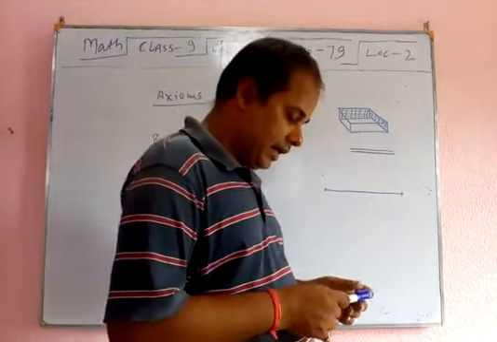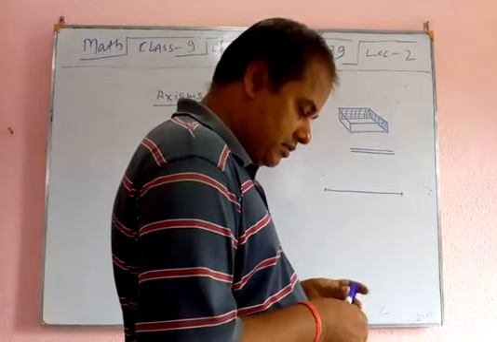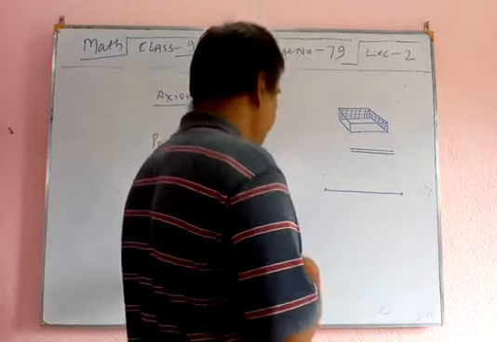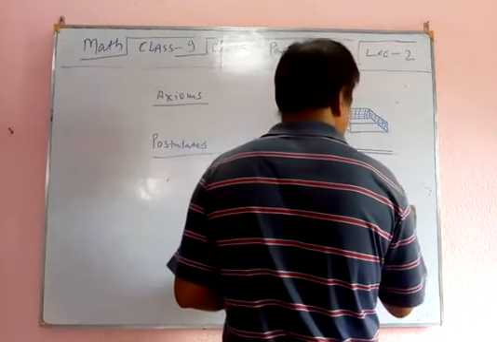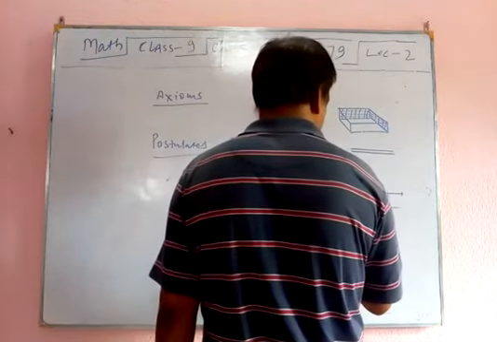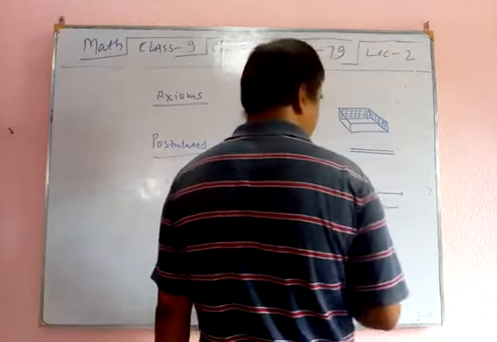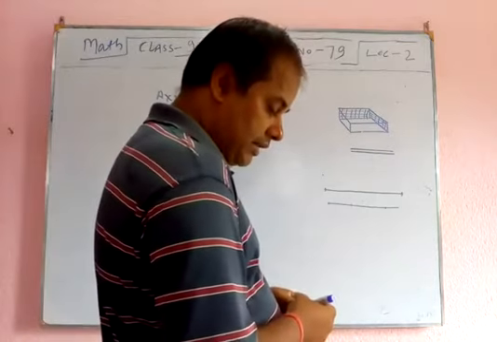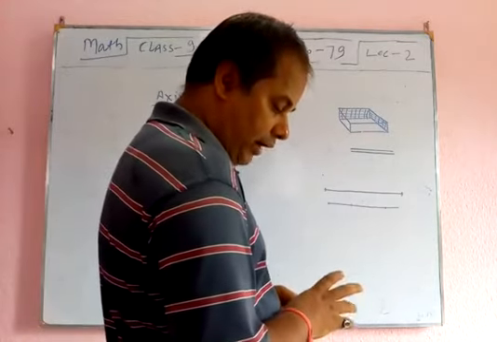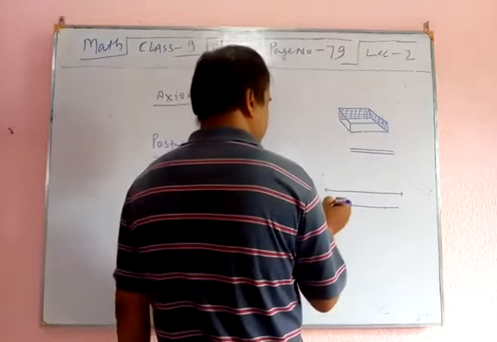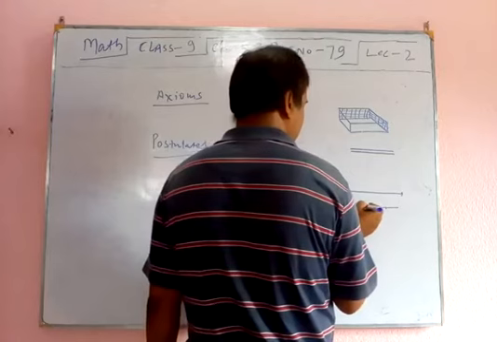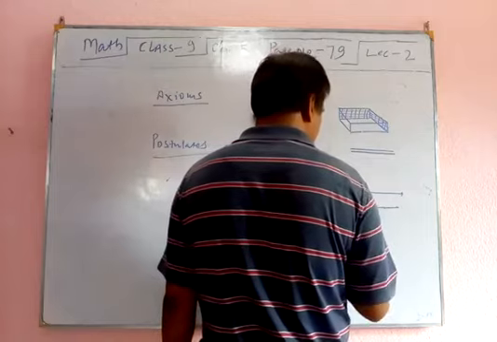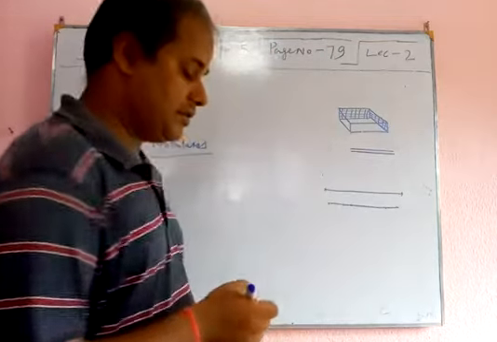A straight line is a line which lies evenly with the points on itself. Here this is a straight line, so 1 point here, 1 point here, and 1 point here. So a straight line is a line which lies evenly with the points on itself. So many points are there on this straight line. So all these points lie evenly.